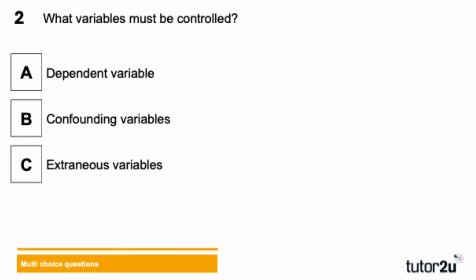What variables must be controlled? A, B, or C? What ones must be controlled? So identified and controlled.